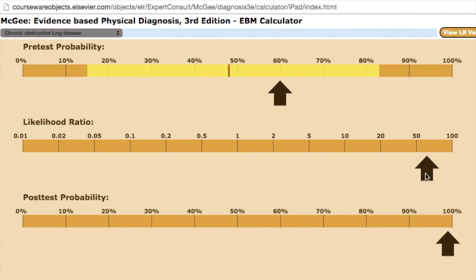Let's think about another one of our tests, wheezing. So unforced wheezing had a negative likelihood ratio of 0.8. Not much to write home about. It takes our pretest probability from 60 down to about 56%. It barely budges at all.